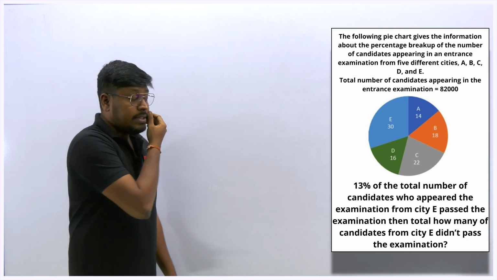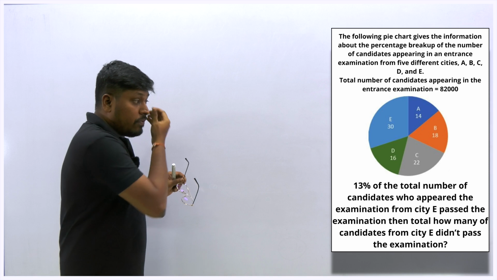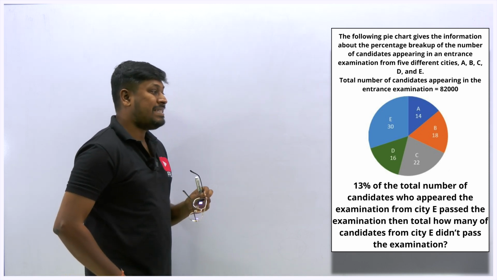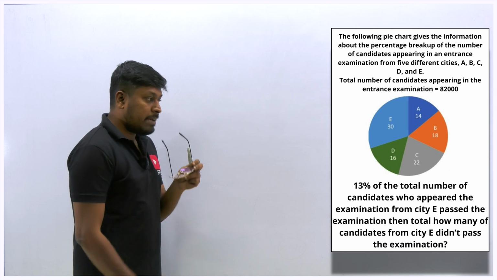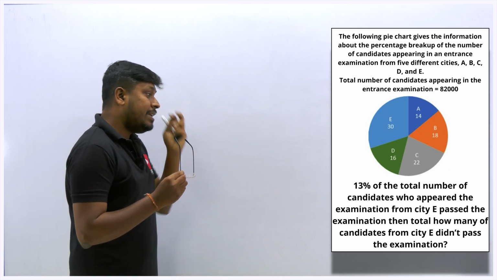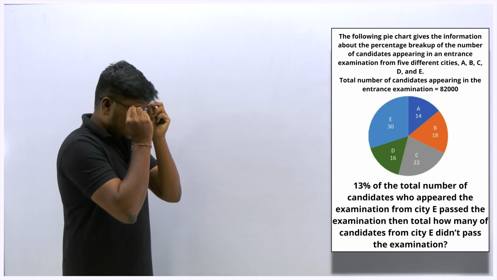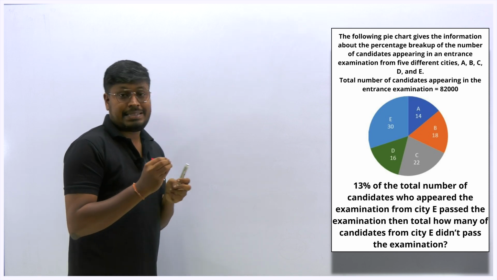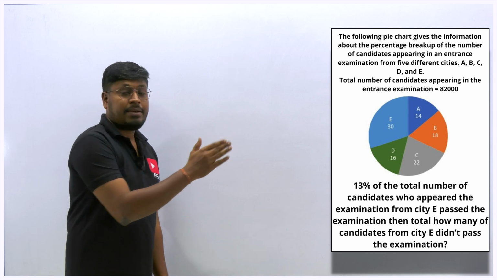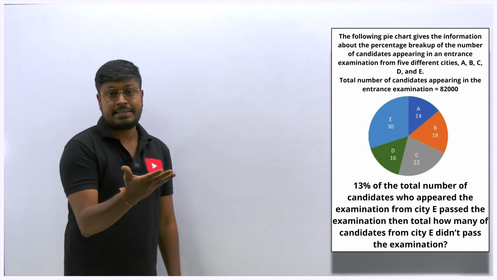So next question. 13% of the total number of candidates appearing in the examination from city E passed the examination, then how many candidates from city E did not pass the examination? So just see here, what they are saying is 13% of the total number of candidates appearing from city E passed the examination, right?